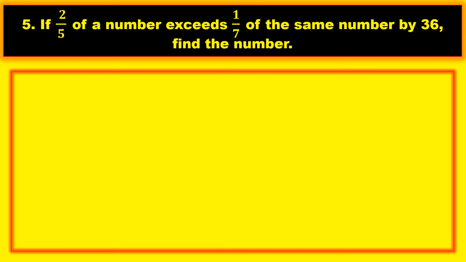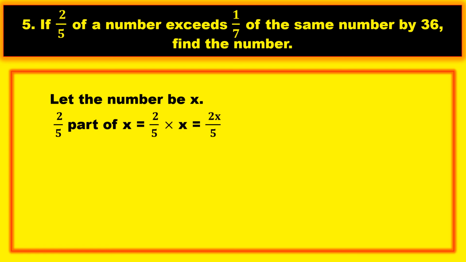So let us solve step by step. First we don't know the number, so let me take the number as x. So let the number be x. We'll go in order. First he gave 2 by 5 of a number. So 2 by 5 of a number means 2 by 5 of x. Of, we know, is indicated with the into symbol. So 2 by 5 into x. So multiply the 2. 2 into x is 2x by 5.